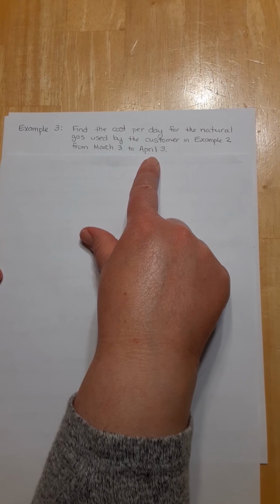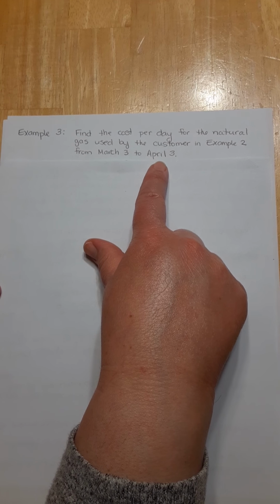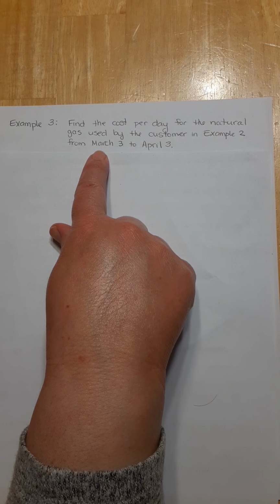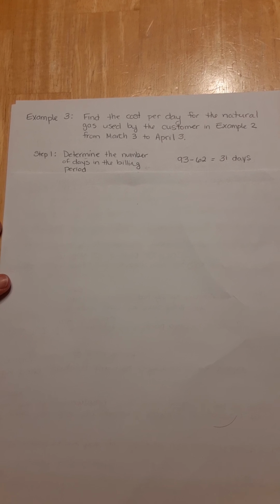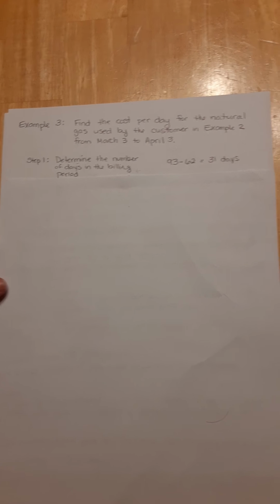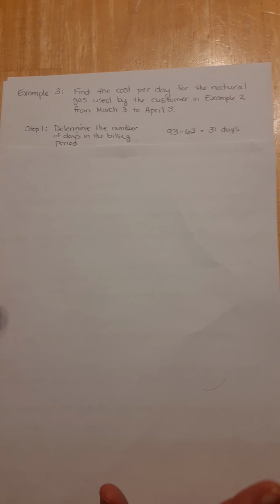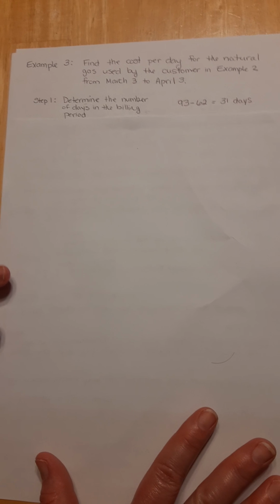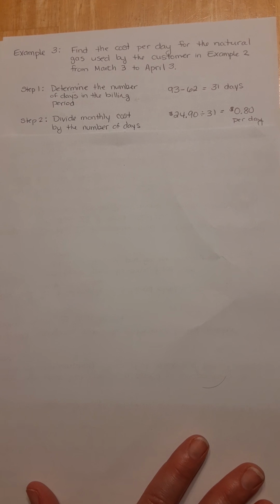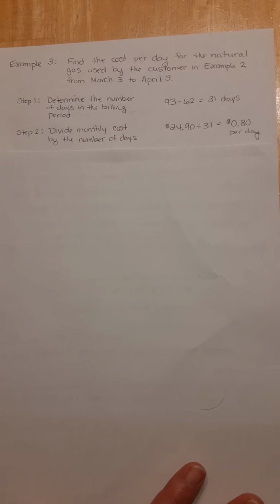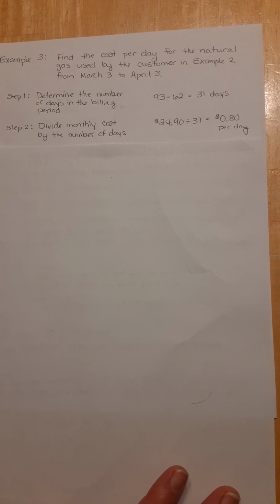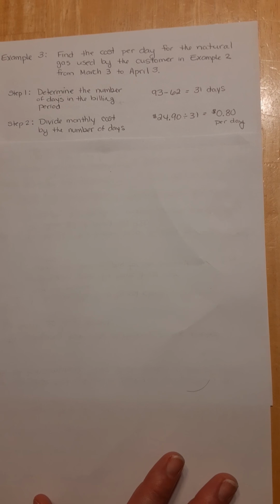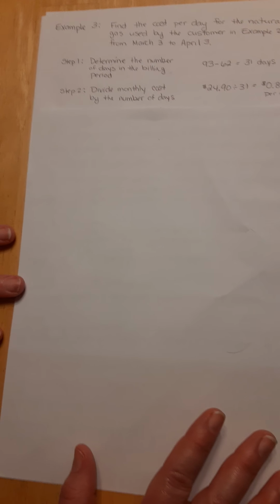So I'm going to go to the back of the chart there, find what my number is for April 3rd, and then find what my number is for March 3rd. I'm going to subtract them, and I find that we're really talking about 31 days in this billing cycle, okay? So once I find the exact days, now I'm going to simply take the cost of what our bill was. So in example 2, we found what the cost was, $24.90, and I'm going to go ahead now and divide it by 31. And once I do that, that gives me the cost per day, and in this case, it's 80 cents per day.